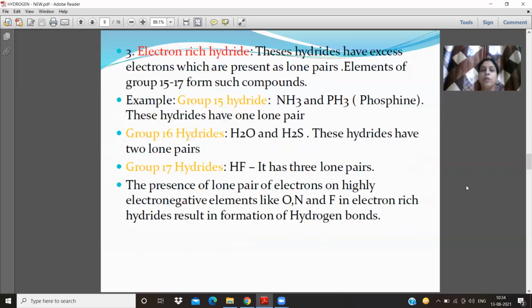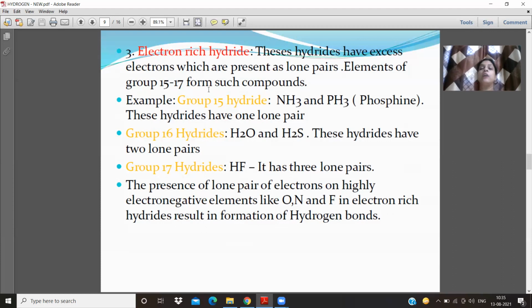Okay, beta. So the next type of hydride is the electron rich hydride, and as the name suggests, electron rich. So what will electron rich be? One in which the central atom has more electrons than required in the octet, meaning more than 8 electrons at the central atom. Such compounds come under the category of electron rich hydride, which is possible by the combination of group 15, group 16, group 17 elements with hydrogen.